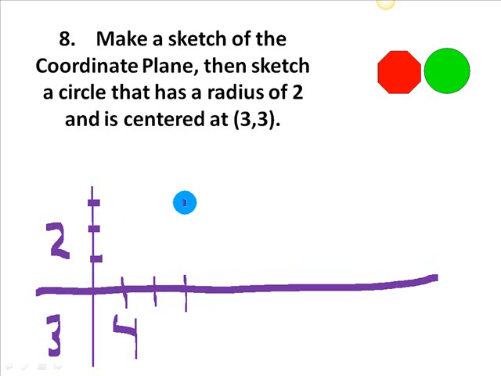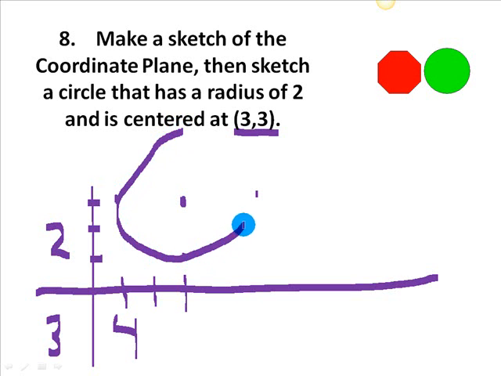So here would be the center, 3, 3, as indicated where it should be. And then we'll come over here, and I'm just going to place a couple of dots where my circle should be. And then I can kind of freehand draw a circle in here. It's not all that great, but it said sketch. And now what I have is a circle that has a diameter of 4, a radius of 2, and the center is at the ordered pair 3, 3.